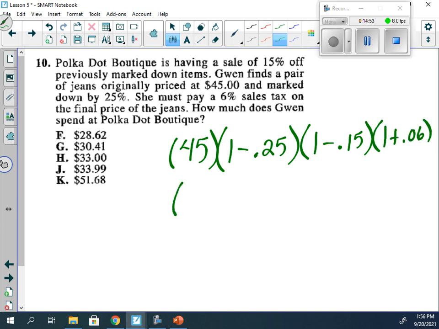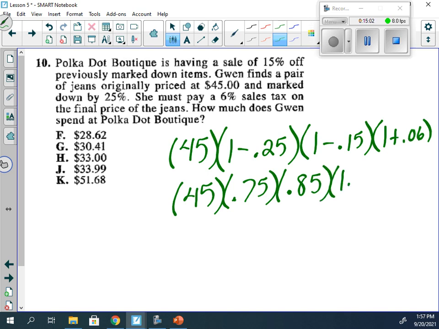So we could type that in, or we can say 45 times 0.75 times 0.85 times 1.06. Which exactly would be 30.41, which is answer choice G. Any questions on this here?